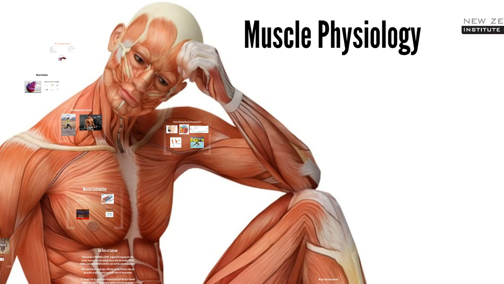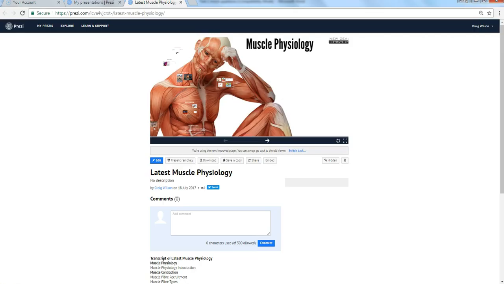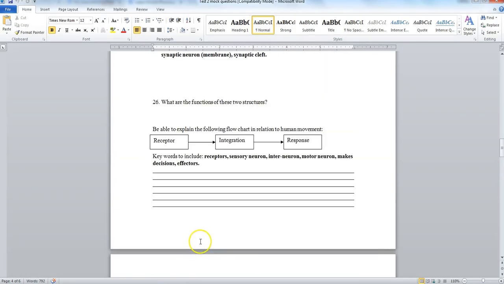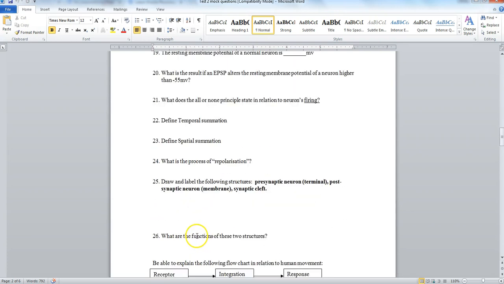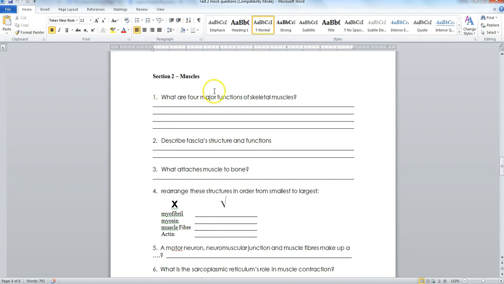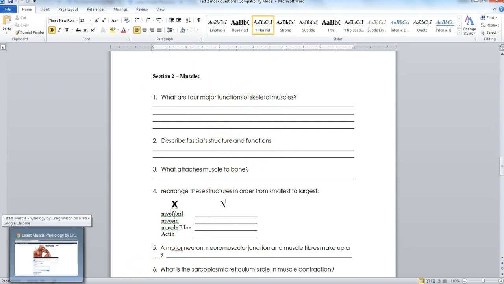As you go through this, you'll want to keep this document here handy, which is the mock questions document, the same document that your nervous system information was recorded on. You'll see below the nervous system stuff is section 2 muscles, and we'll be filling in this stuff as we go, as we come across the pertinent points. And of course, this information becomes your study sheet, leading towards the exam on nervous system and muscle phys.